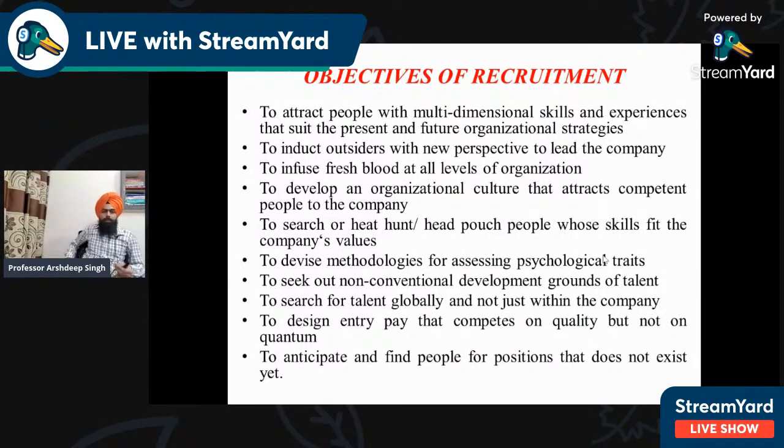Although it is clear from the purposes and importance, there are some objectives related to recruitment. So what does a recruitment process want to achieve? First one is to attract people with multi-dimensional skills and experiences that suit the present and future organizational strategies. So the recruitment process only wants to hire persons who have multi-dimensional skills and are experienced enough that they can benefit the organization, okay, in the present scenario or in the future.